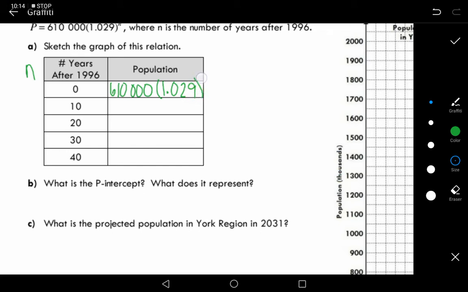And this time we're to the power of 0. Okay, we know from our exponent rules that anything to the power of 0 is 1. So this is just 610,000 times 1, which is 610,000. Okay, for the next one, you're doing the exact same thing, except you're subbing in 10 as your n value. And you guys would obviously have to use your calculator here. I've already done it.